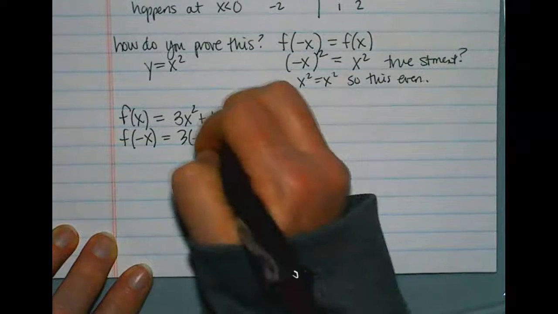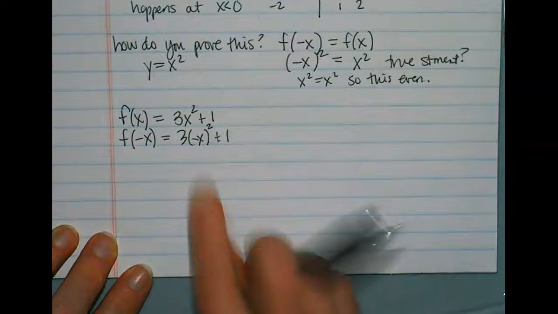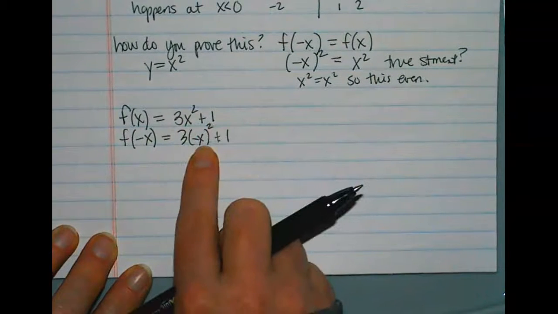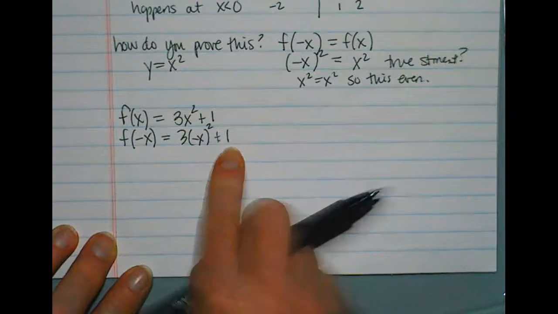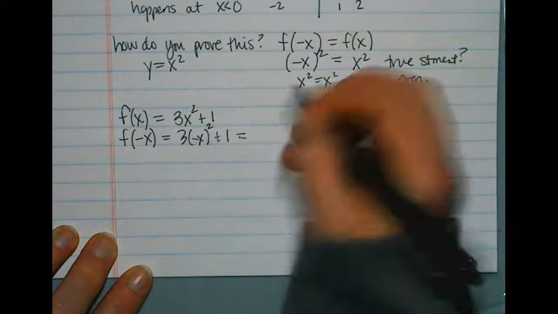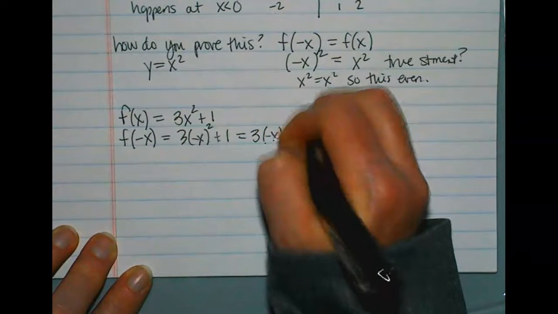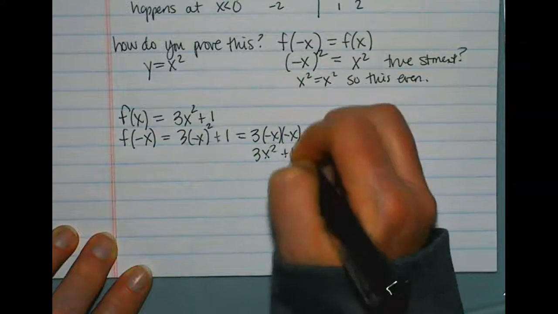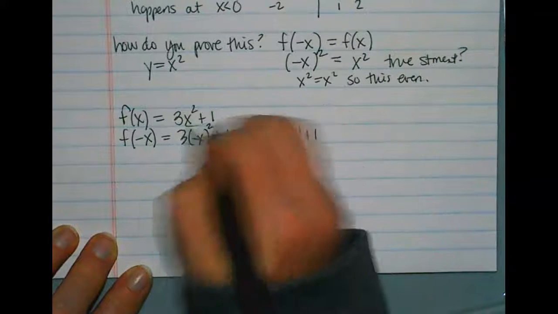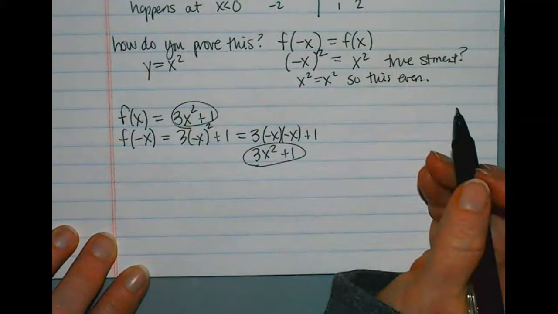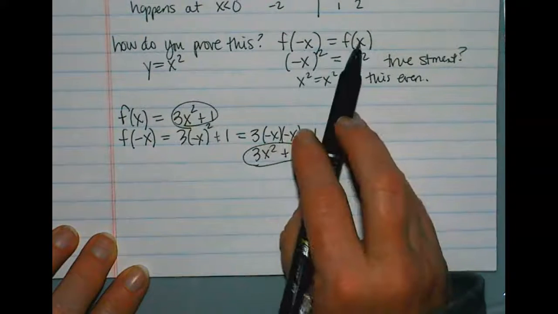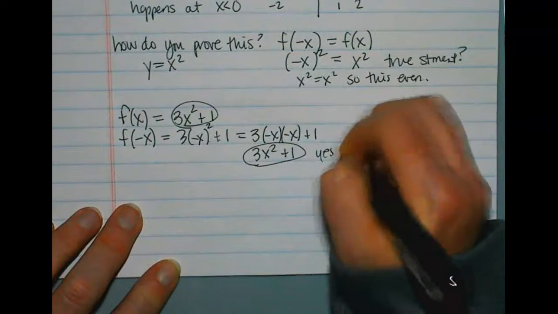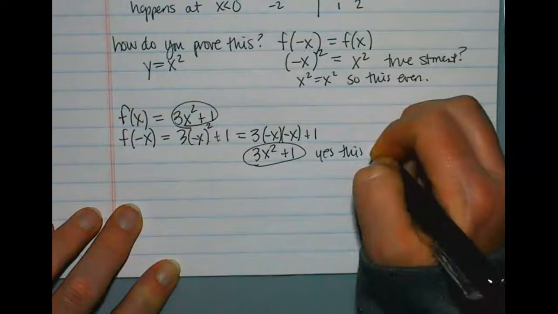So here we go, 3 times negative x squared plus 1. Now they look the same, 3x squared plus 1, 3 input negative x squared plus 1. Do the math out, and we have 3 times negative x squared plus 1. That's 3 times x squared plus 1. This is equal to this. I plugged in negative x, and I got the same thing out. So yes, this is an even function.